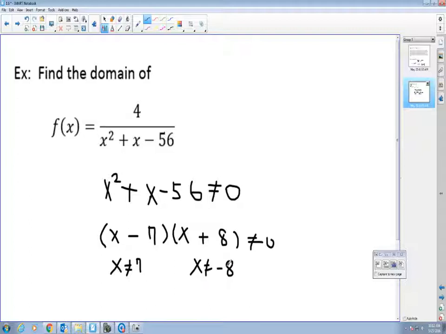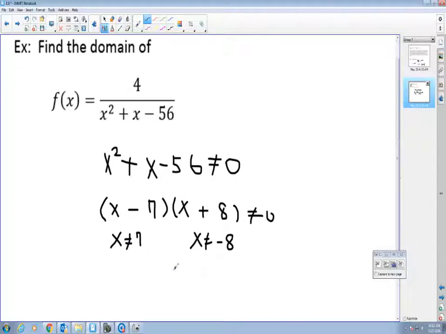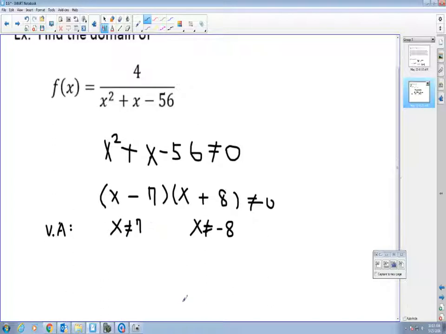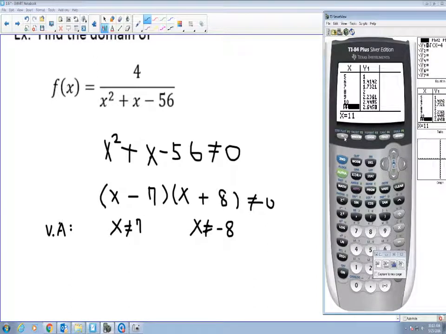At the same time, you probably recall that these two numbers, 7 and -8, will also be my vertical asymptotes. A rational function has vertical asymptotes, where my function does not exist. Besides having vertical asymptotes, sometimes a function can have a hole as well. The function does not exist there because there's a hole. So here we established the two values x cannot be. Let's graph this function so we know what it looks like.